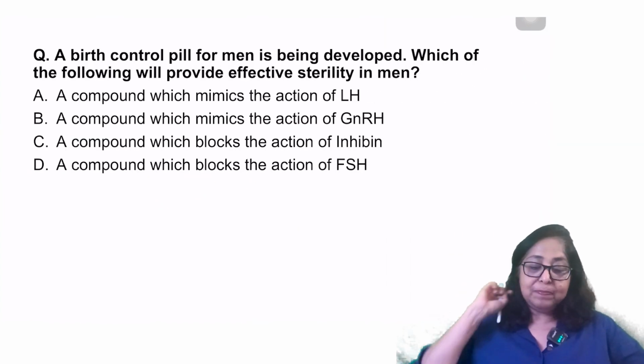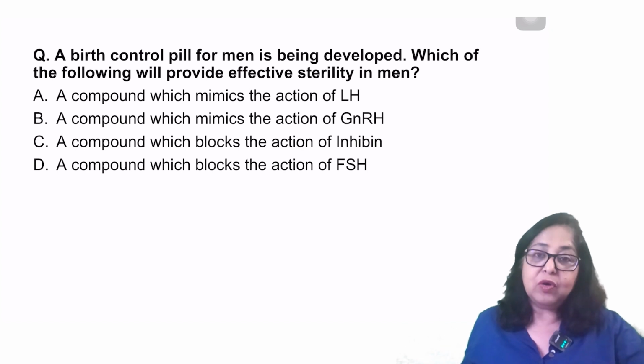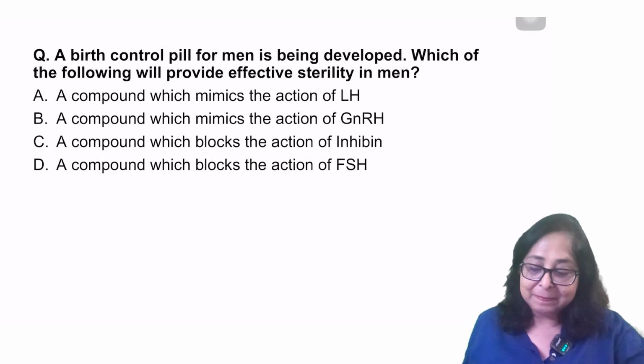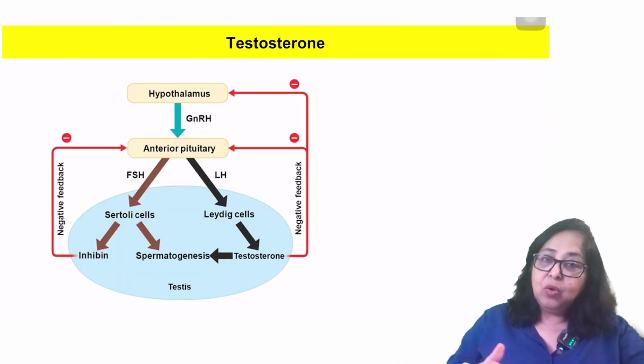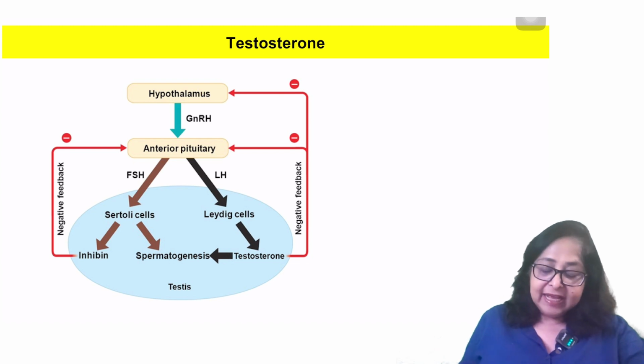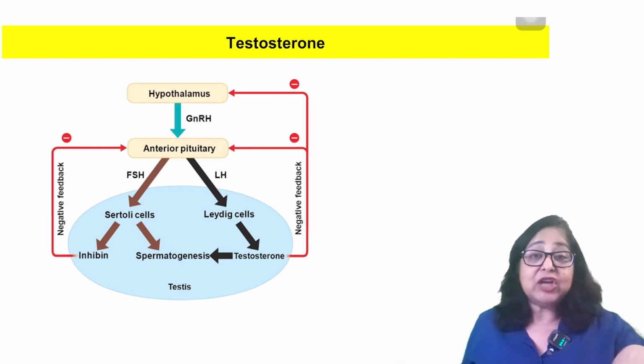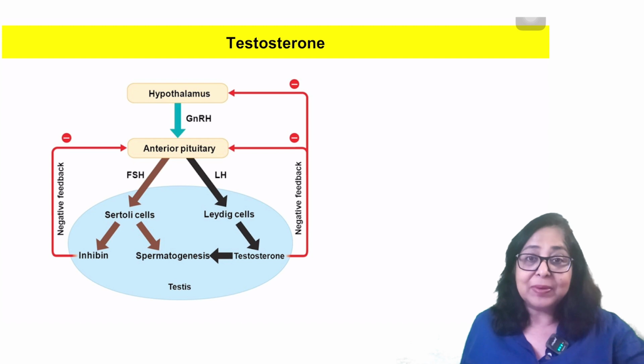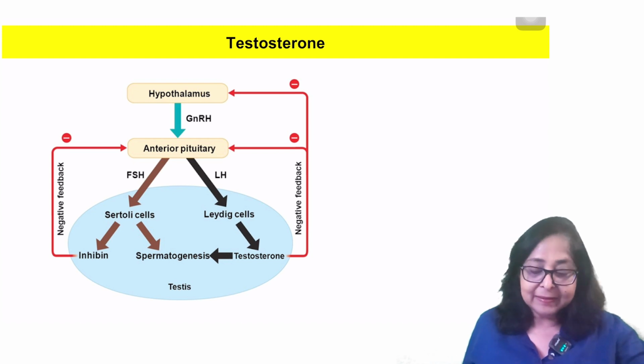A birth control pill for men is being developed. Which of the following will provide effective sterility in men? Now, to go over the regulation of testosterone secretion, let's see this diagram, which has been asked as a question in a NEETPG exam earlier.